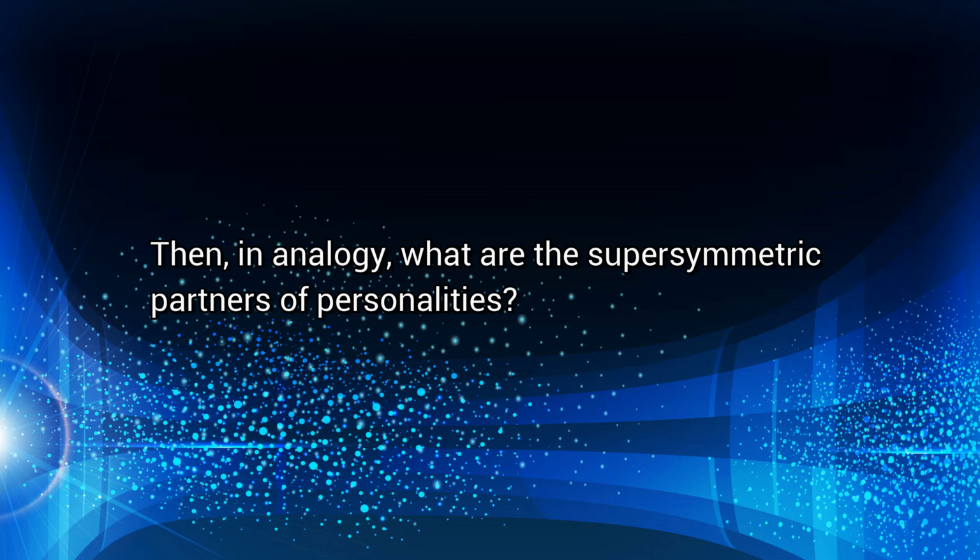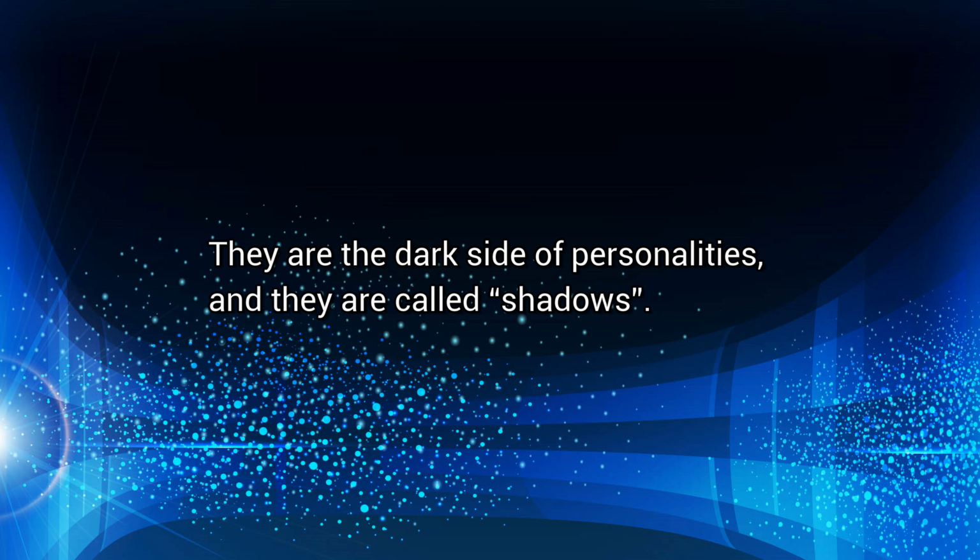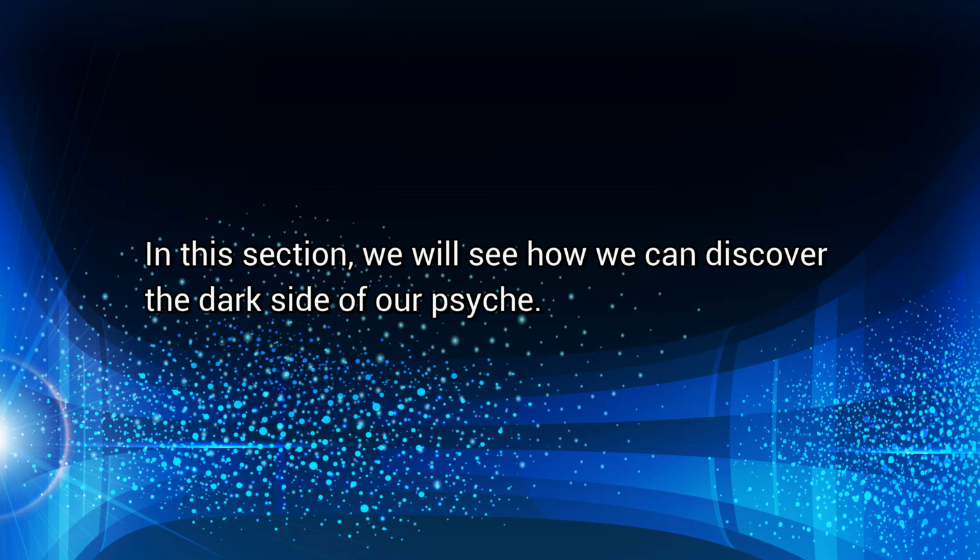Then, in analogy, what are the supersymmetric partners of personalities? They are the dark side of personalities, and they are called shadows. In this section, we will see how we can discover the dark side of our psyche.